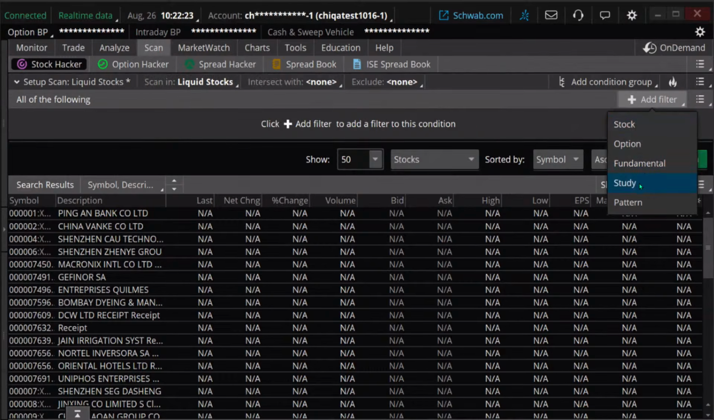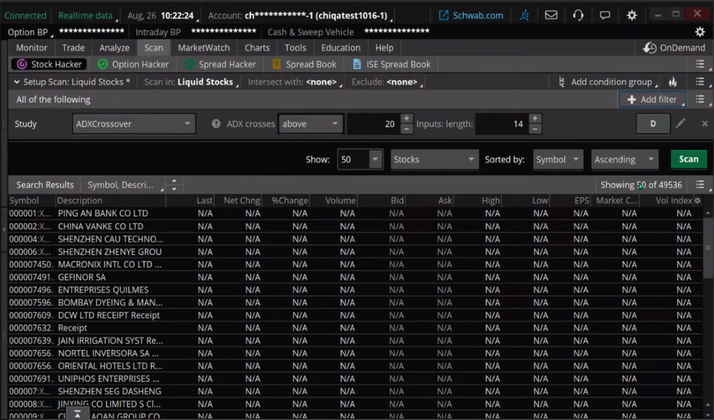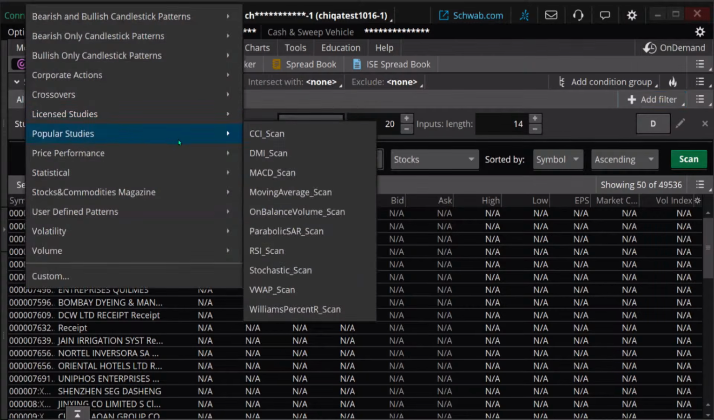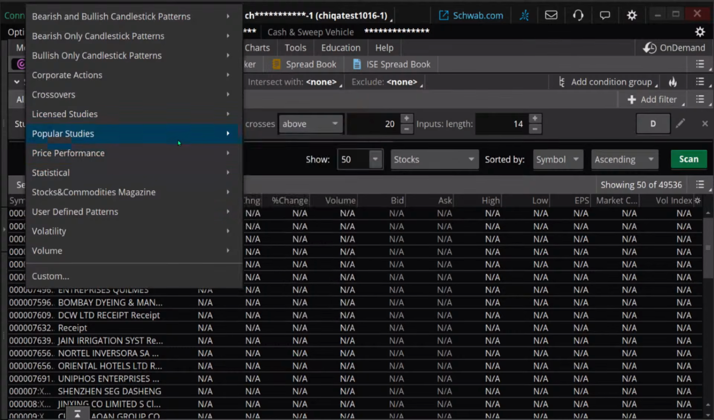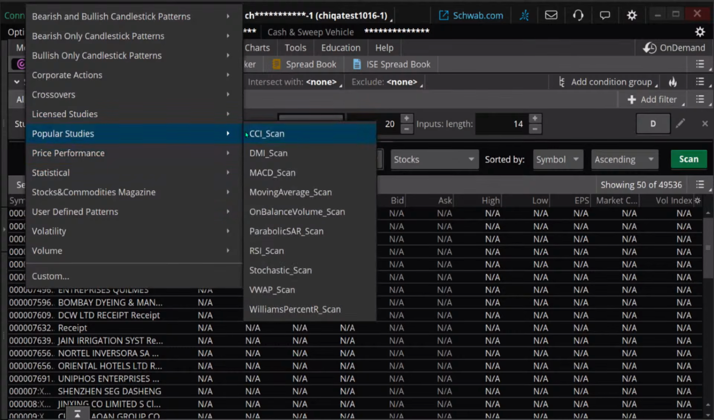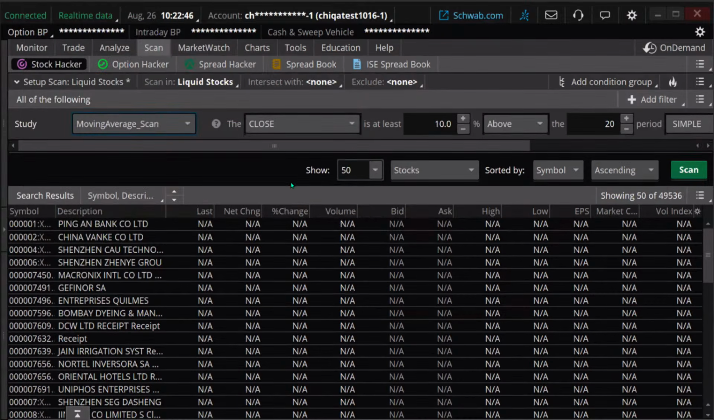I'm going to go to my study filters. If you try and do this in paper money, it's not going to work. It needs to be in your live platform. When you click on study filters, it's going to give you a message that says you can't do it. Okay. But we're going to make this simple. I'm going to go to study, down to popular studies, and I'm going to just do a moving average scan. I'm going to do essentially what I did before, but I'm going to create it from scratch.